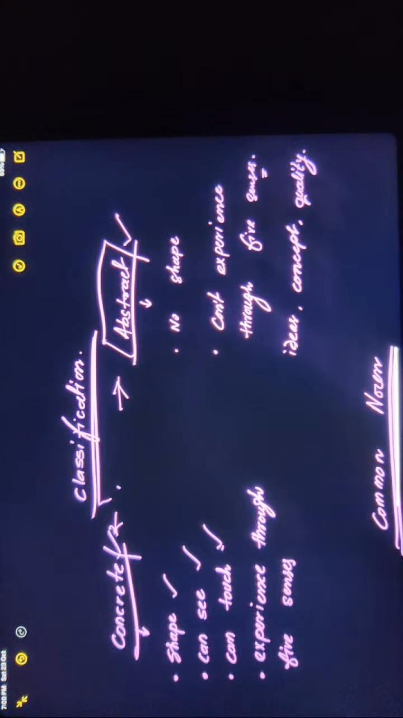Now moving on. Nouns are basically classified into concrete and abstract nouns. And abstract refers to uncountable nouns, whereas concrete has some shape. You can see it, you can perceive or experience these things through your five senses, and that will come under concrete noun. Besides, a quality or something that you cannot experience through your five senses will come under abstract noun. And abstract is an uncountable noun.